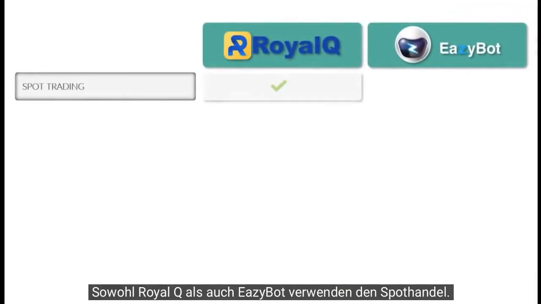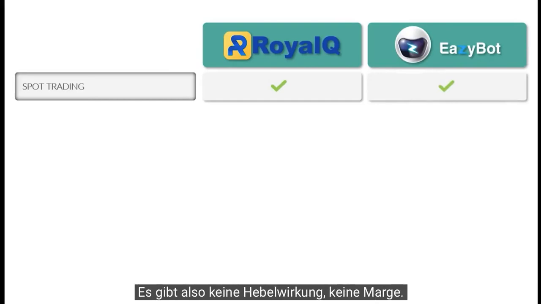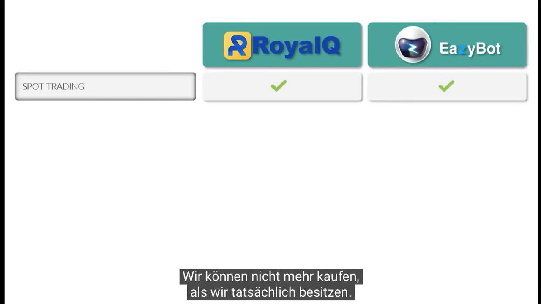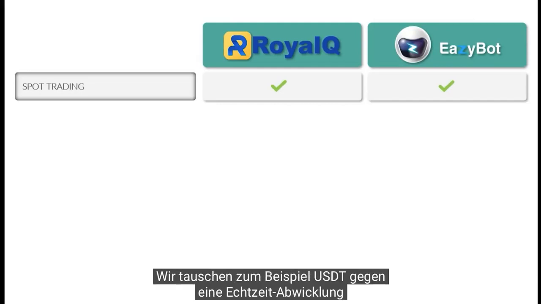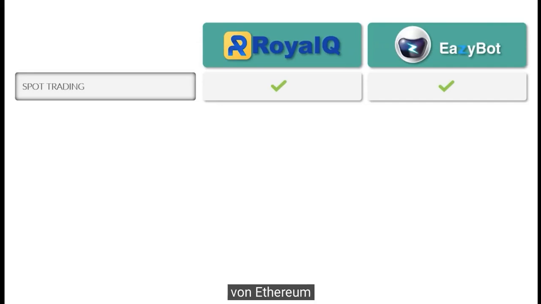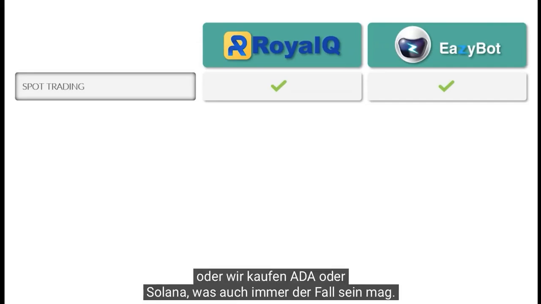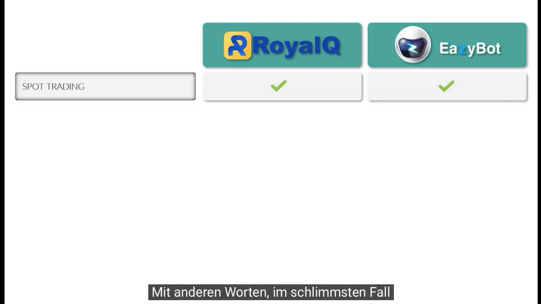Both RoyalQ and Eazybot use spot trading, so there's no leverage, no margin. We can't purchase more than we actually own. We're simply trading coin for coin. We're exchanging USDT for a real-time settlement of Ethereum, for example, or we're purchasing ADA or Solana, whatever the case may be. In other words, worst case scenario, you're simply left holding cryptocurrency.